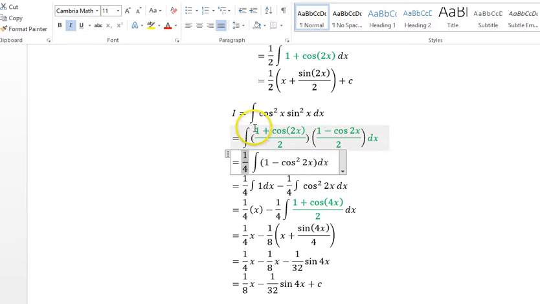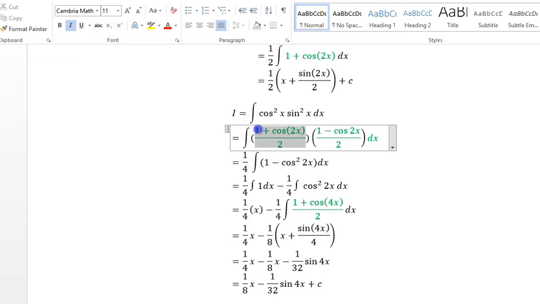Now if you look at the top part, you have 1 plus cosine 2x and then you have 1 minus cosine 2x. Can you see that, right? That's 1 minus cosine 2x, 1 plus cosine 2x. So that's like a plus b and a minus b. So that's like a difference of two squares, correct? A plus b, a minus b, which is therefore the same as a difference of two squares.